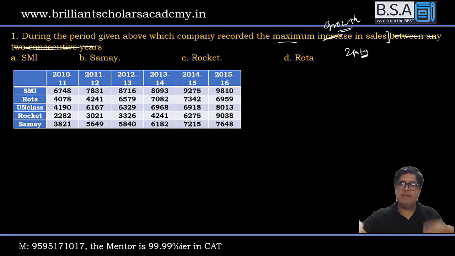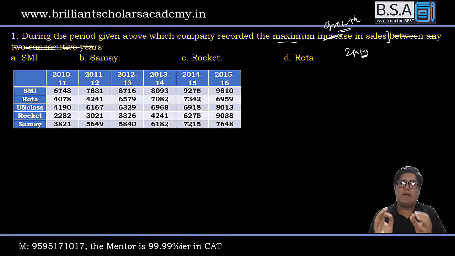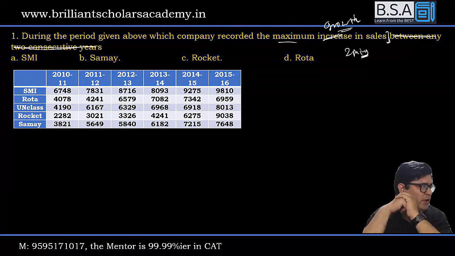When you say over the period, it means first and last. Over the given period. If I tell you India's capital from 2010 to 2015, and I ask you growth over the period, then it is taken between first and last. During the entire given period, which company recorded maximum growth in sales? These are all in crores. Maximum growth in sales.